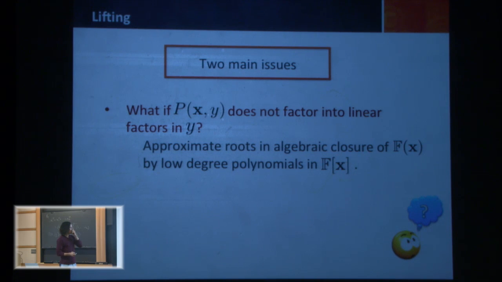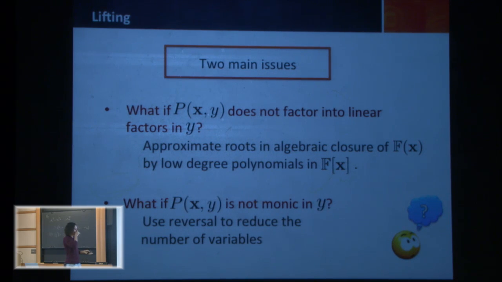In this case, we're just going to extend the results of Vırkıl-Pırka-Yehudayov, and approximate the roots in the algebraic closure with low degree polynomials in f of x. If you want to think of it in a simple way, we're just going to look at the Taylor expansion of the roots, and work with them instead of the exact roots. The roots don't need to be exact.